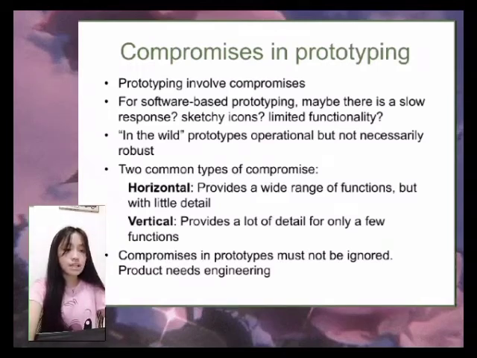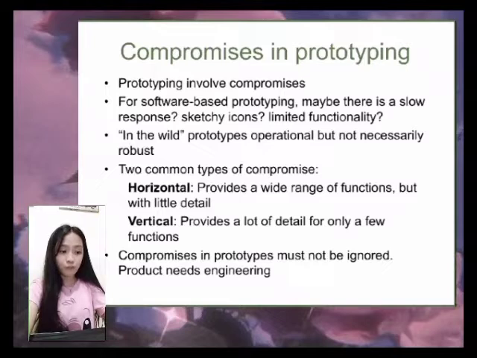Next is compromises in prototyping: prototypes must not be ignored. Product needs engineering. So, in 2008, Yon Kyung Lee suggests an anatomy of prototyping that structures the different aspects of a prototype and what it aims to achieve. The kind of questions that any prototype can answer is limited lang, and yung prototype must be built with an issue in mind.